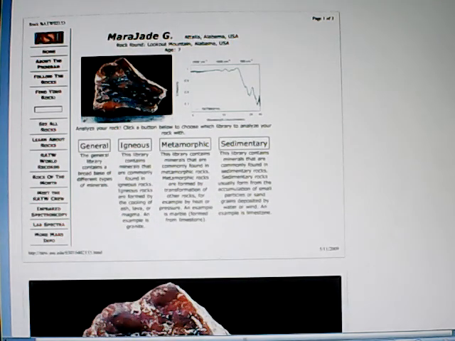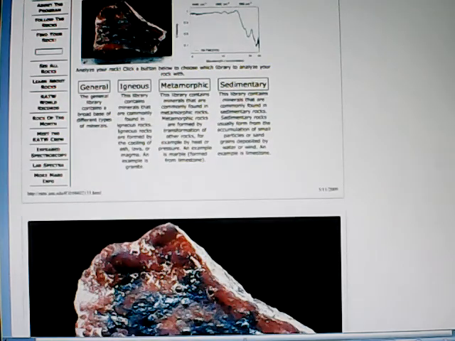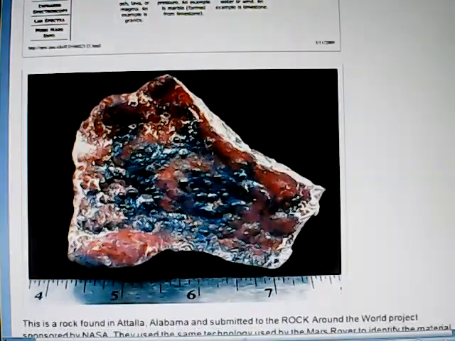Okay, this is what I think could be meteor impact glass found in Atala, Alabama, part of the NASA Rock Around the World project, where they use the same technology that they had on the Mars rover to analyze rocks. They indicate that this is metal or iron. But as you can see, it looks a lot more like glass with a coat of iron over it. It could have been some iron-rich sandstone. See the bubbles and the burn.